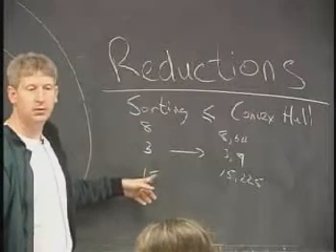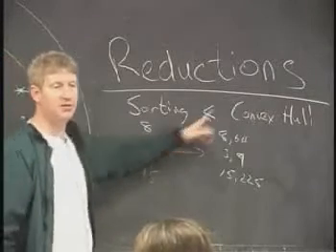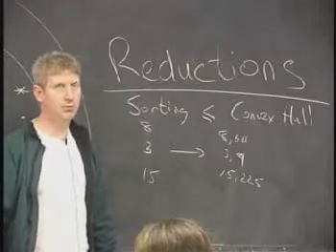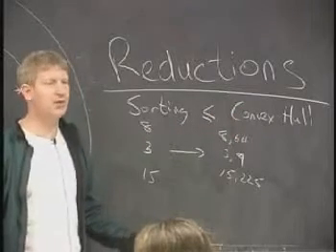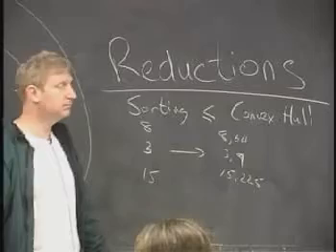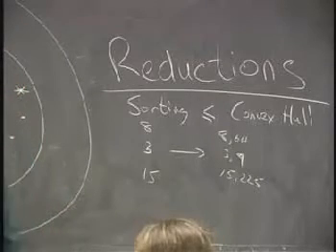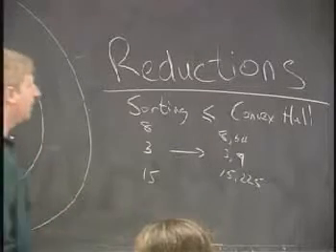So I can do sorting in n log n by using convex hull. You're thinking, well, I know how to do sorting in n log n without convex hull. And you'd be right. It's okay. This is not the best way to do sorting, perhaps. But at least it's one way.